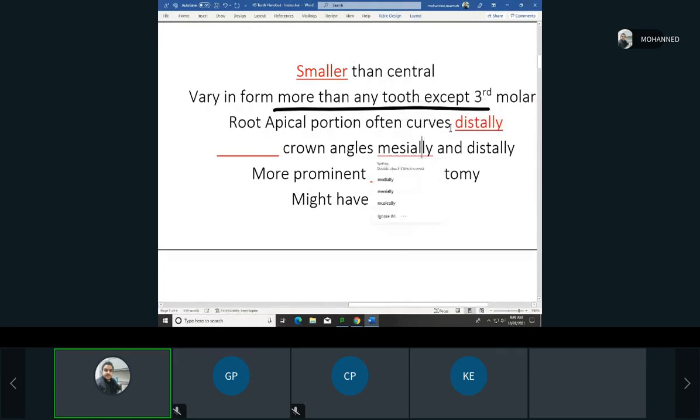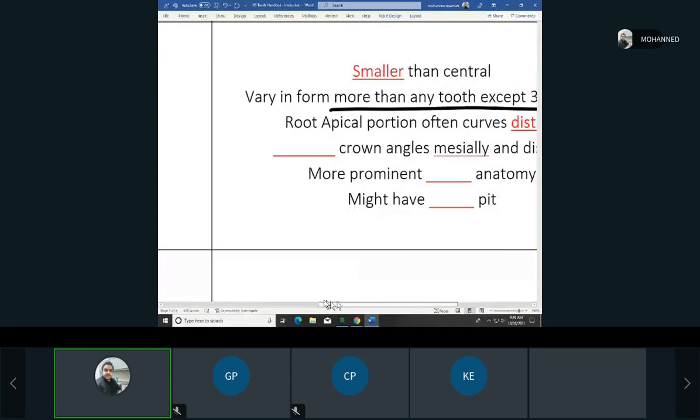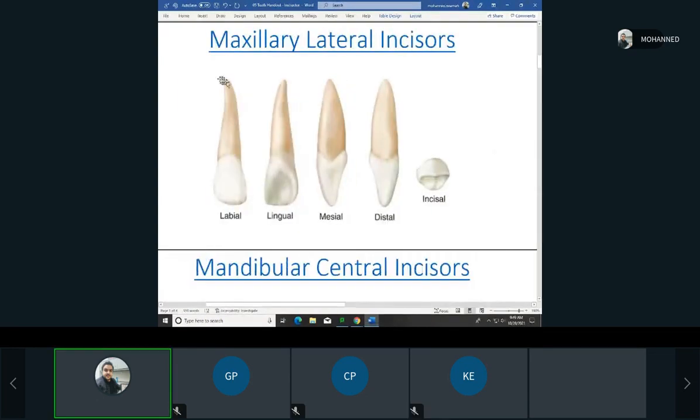Most of the teeth would do that, but this is a little bit more clear of a curve. If you look at the tooth here, you see that curve at the end. That's a distal curve at the apical part of the root.